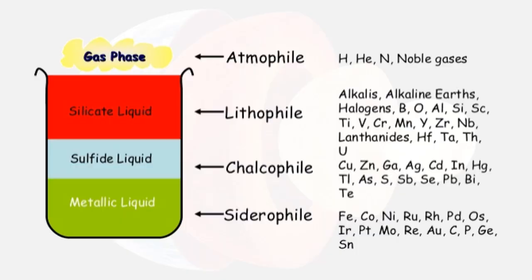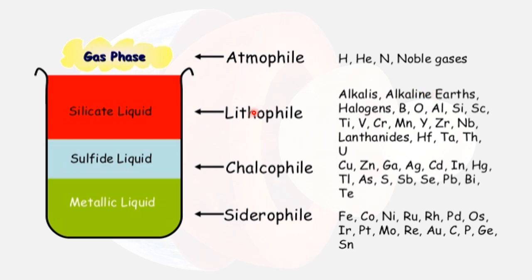In the classification of Goldsmith, elements are divided according to how they partitioned between coexisting silicate liquid, sulfide, metallic liquid, and gaseous phases. The ones which partitioned in the gaseous phases are atmophiles, for example, hydrogen, helium, nitrogen, and noble gases.